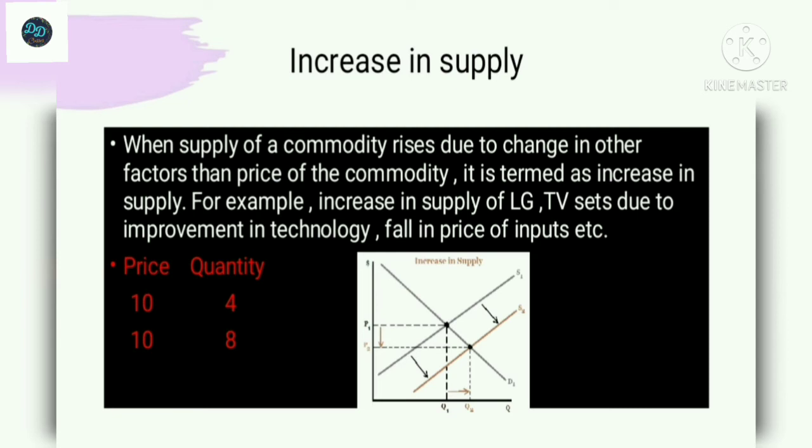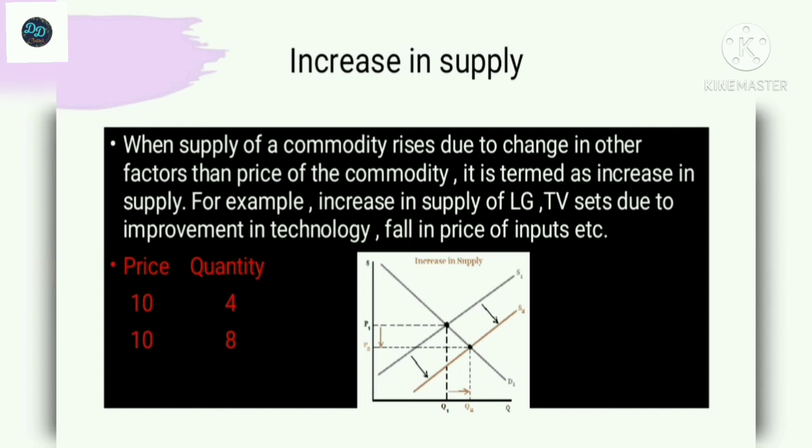Here the price is 10 and the quantity is 4, and at the price of 10 the quantity is also 8. So the supplier supplies more units at the same price. It is due to change in factors other than the price of the commodity. Here it shows the rightward shift of the supply curve in the diagram.